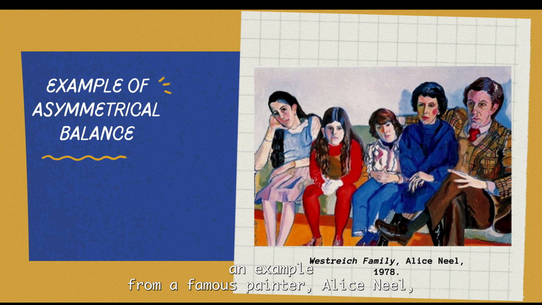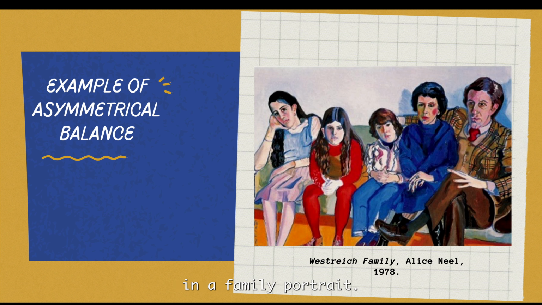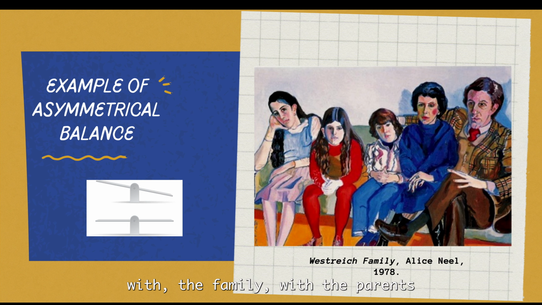And here's an example from a famous painter, Alice Neel, of asymmetrical balance in a family portrait. This is almost like a teeter-totter, with the parents being larger and two of them, but the three kids are balancing it out.